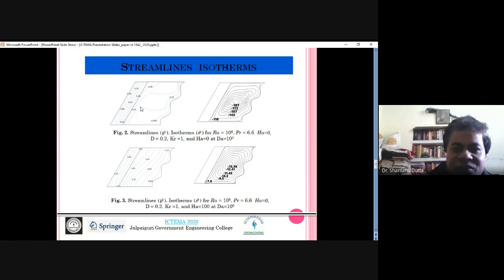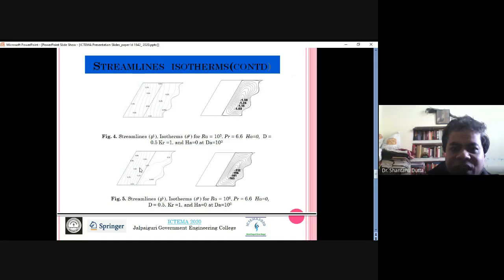These are the streamlines also. Previously they were twisted, now they have become flatter because of the lesser convection. There is another case that we have chosen here, where the thickness has been increased to D 0.5. The conductivity ratio was 1, and Ha 0 was maintained constant.